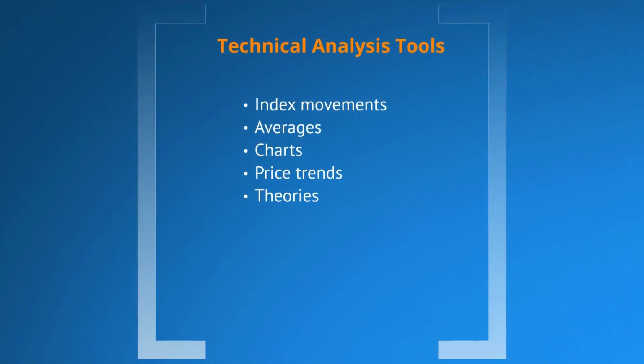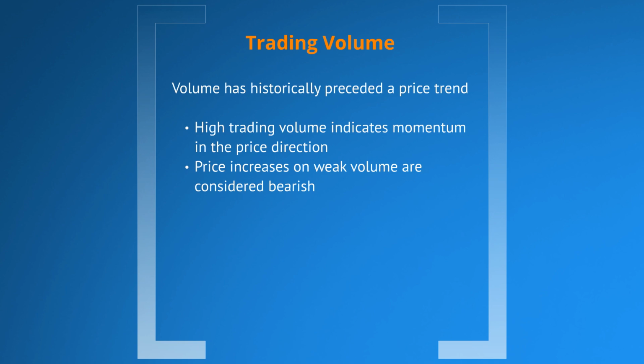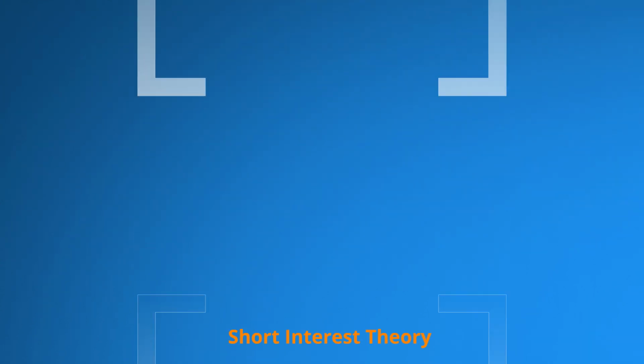Now let's take a look at those technical analysis tools. So we're looking at price and volume a lot of different ways. We have index movements, different charts to show us indicators, and different theories about what those indicators and movements mean. Let's take a look at trading volume. Typically, increase in volume indicates a strong direction, a strong momentum, I should say, in a given direction. While weak volumes are considered bearish, there is not as much activity in the stock.